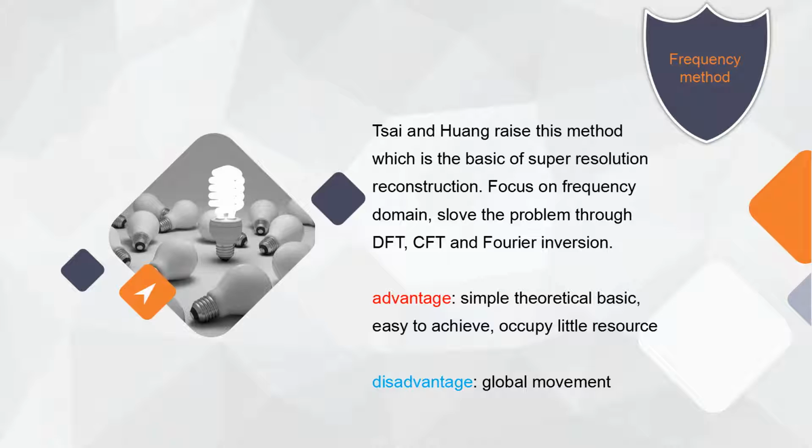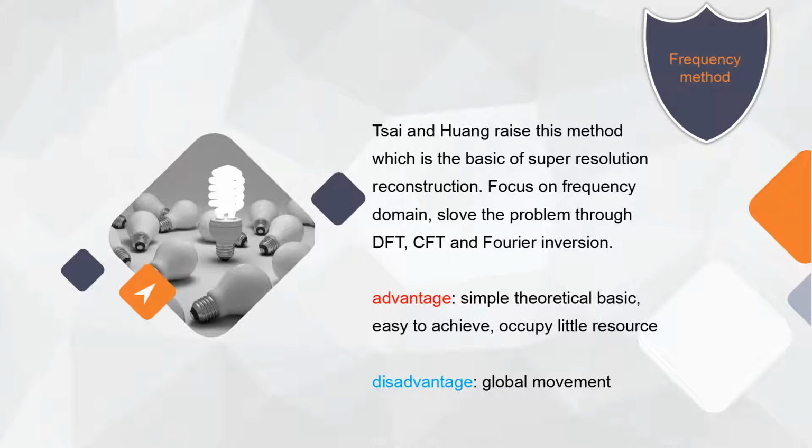The frequency method, raised by Tsai and Huang, is the basis of super resolution reconstruction. It focuses on the frequency domain and solves the problem through the DFT method. The global movement of the image may influence the frequency domain, and the relationship can be expressed by a mathematical equation. After calculation, we use Fourier inversion to get the reconstructed image.